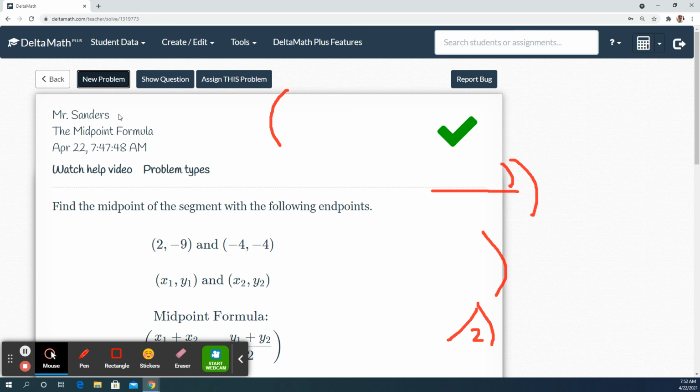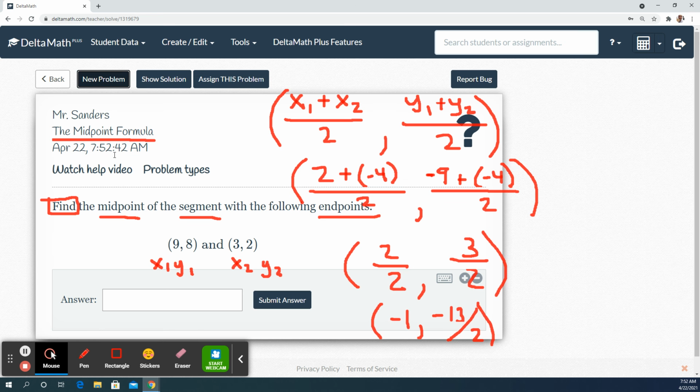Let's take a look at the next one. And the problem is exactly the same. Follow the process.